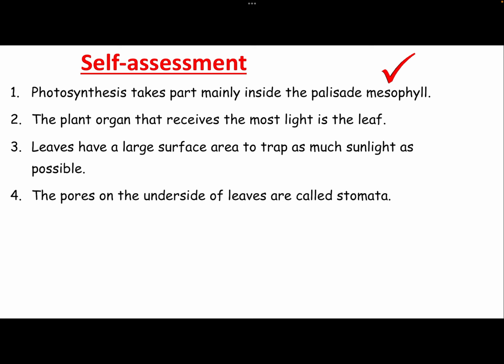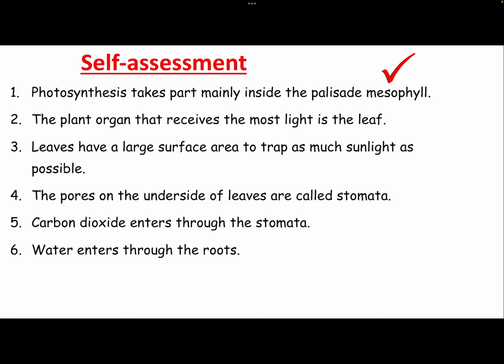The pores in the underside of leaves are called the stomata, which I will show you in the next video, what the stomata look like if you haven't seen them before. Carbon dioxide enters through the stomata, because remember at the start of this video I said that plants get their oxygen, or rather carbon dioxide, through the stomata.